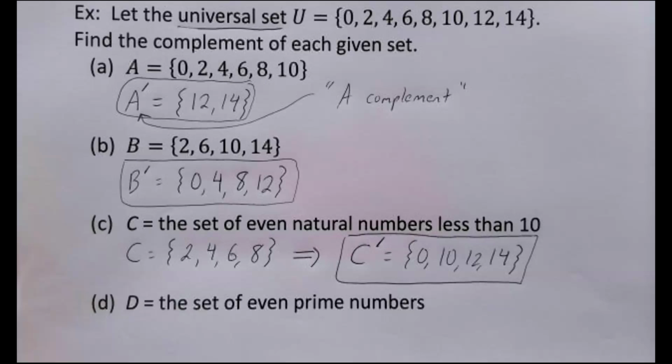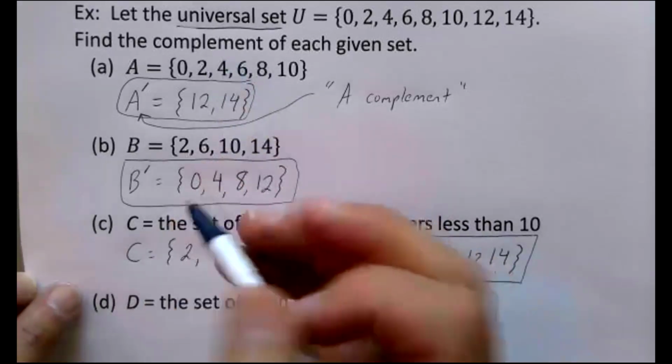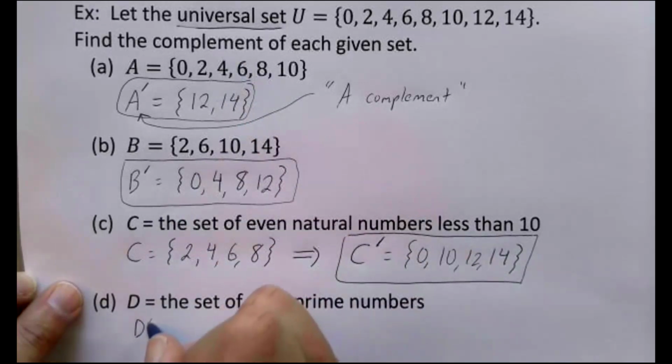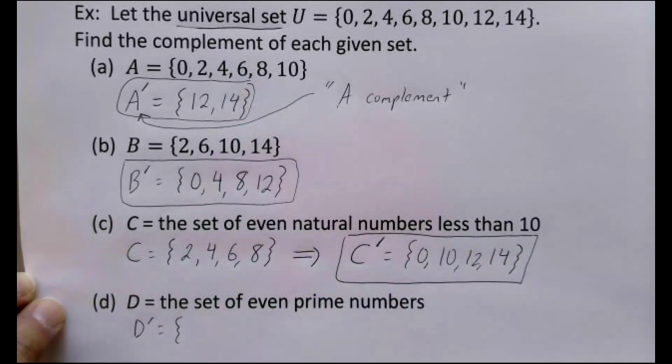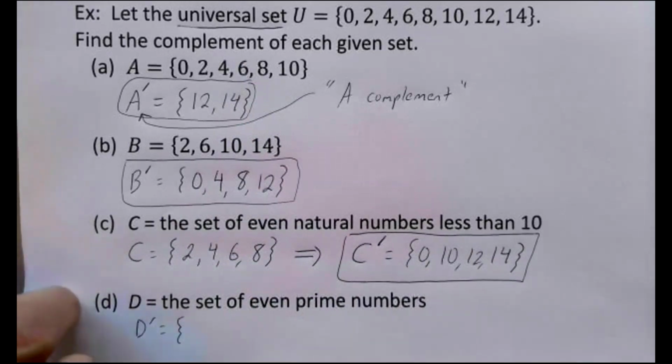Let's do part D. D says it's defined as the set of even prime numbers. We ultimately want to find D complement, but I think we should just figure out what set D looks like first before we start talking about the complement of it. I know set D is defined as a word description here, but what does set D look like using the roster method?